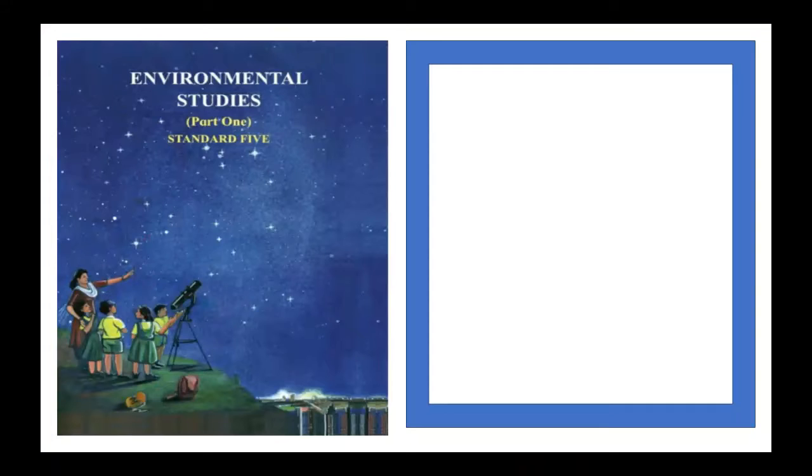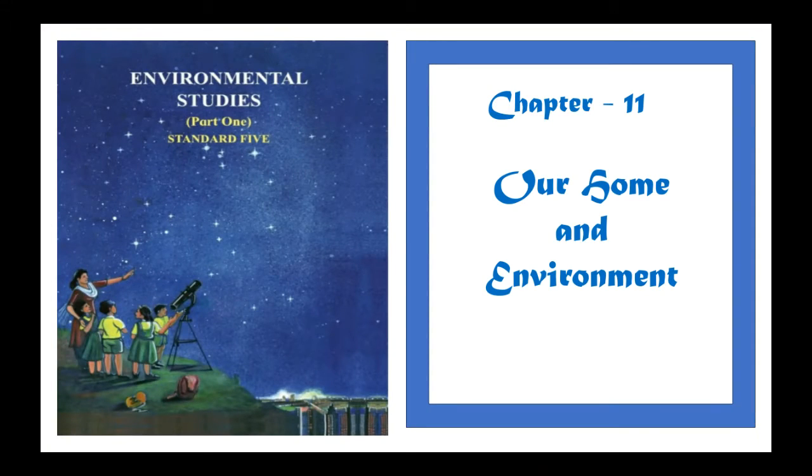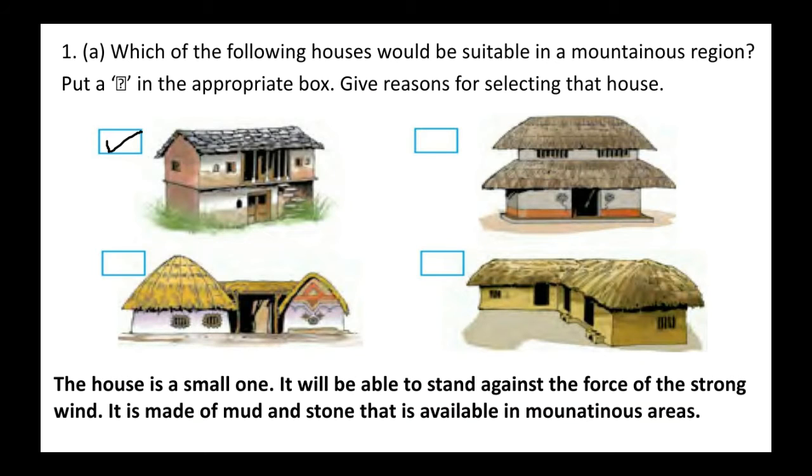Standard 5, Subject Environmental Studies, Chapter 11, Our Home and Environment. Let us begin with question and answers. First question: which of the following houses would be suitable in a mountainous region? Put a tick mark in the appropriate box. Give reasons for selecting that house.